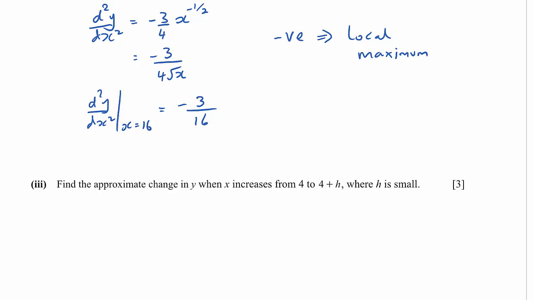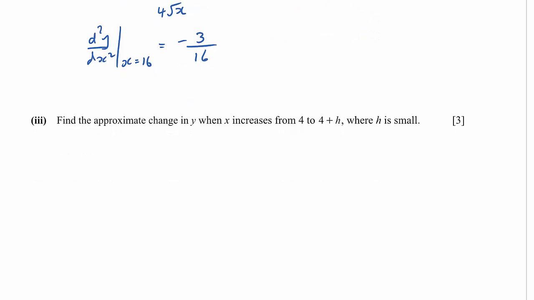So finally, we want to find the approximate change in y when x increases from 4 to 4 plus h. So this will be our x value, and this is our delta x value. And we know delta y is approximately dy dx delta x.